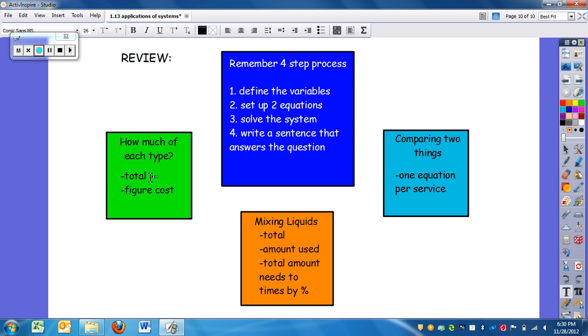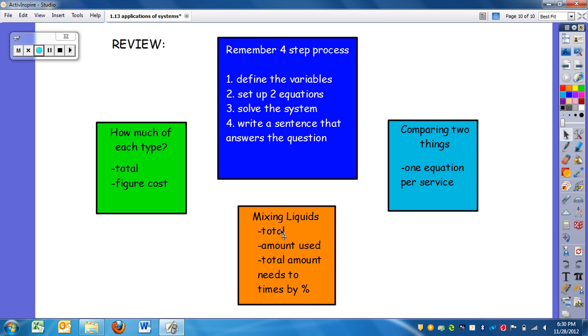You're going to have an equation that represents the total and one to figure out costs. And then we have comparing 2 things, one equation per service that you have, one for company A and one for company B. And then the mixing of liquids. Remember, you have the total, and then you need the amount used. And then remember, the total amount needs to be multiplied by the percent. That's the kind of trick.